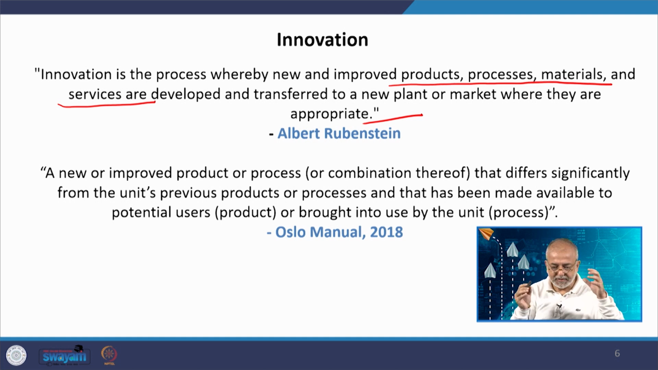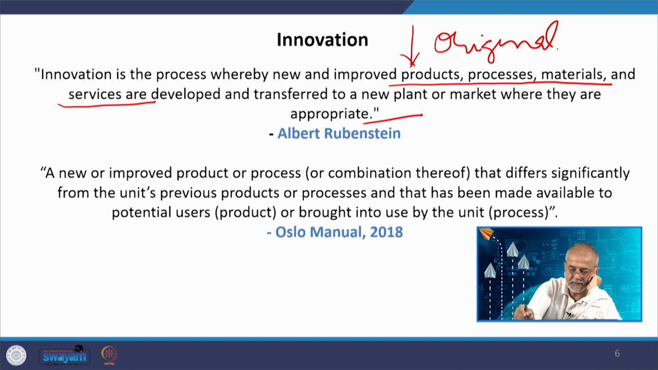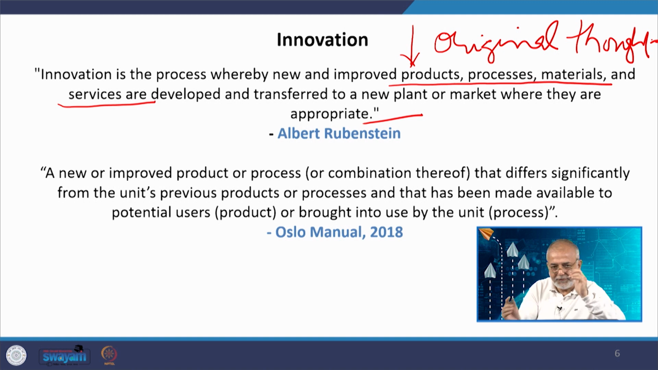That means we have this perspective, but look at this. I am not contesting this definition of Albert Rubinstein, but somehow if we fit in here the perspective of that transferred to a new plant or market where they are appropriate, and somehow we bring in the original thought associated with that innovation, wouldn't it be good? Even if we are deviating from that thought, still it would help us in actually putting up the complete thought process around how to steer it now.